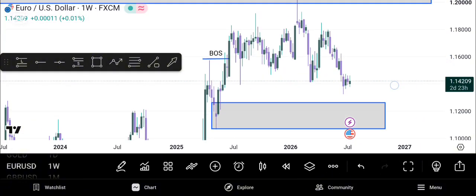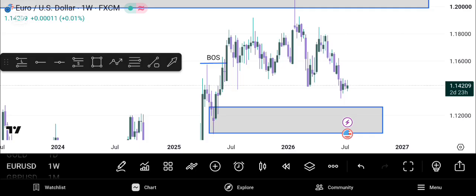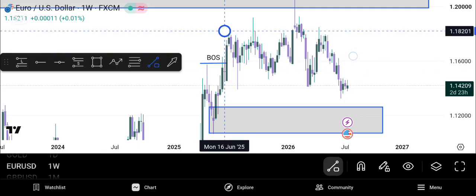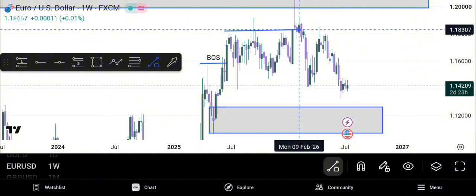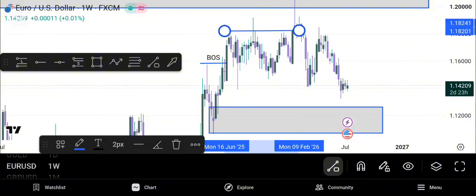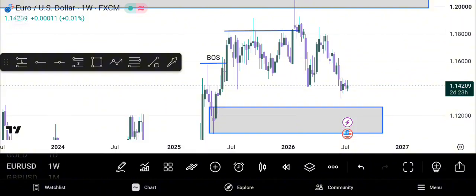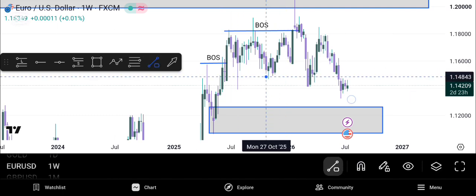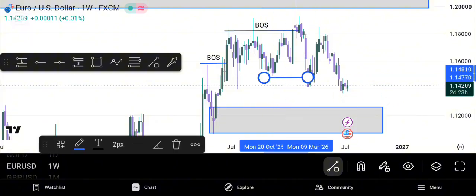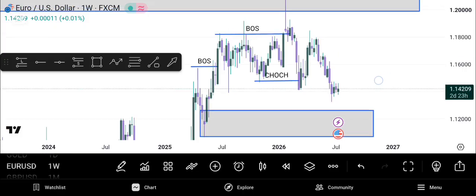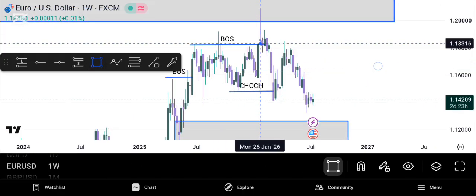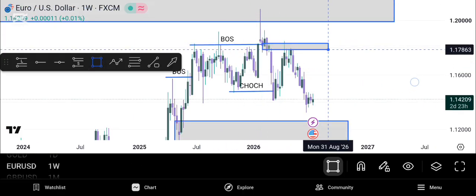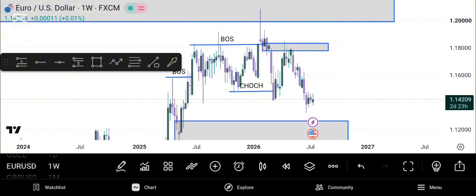But from what we can see, price also gave us another break of structure right about here, right? You can see that price gave us a break of structure again right here, and after that break of structure, price has taken out this low right here, giving us a change of character. After the change of character, we can also see that price came back to this order block right here, and price is selling to the downside.